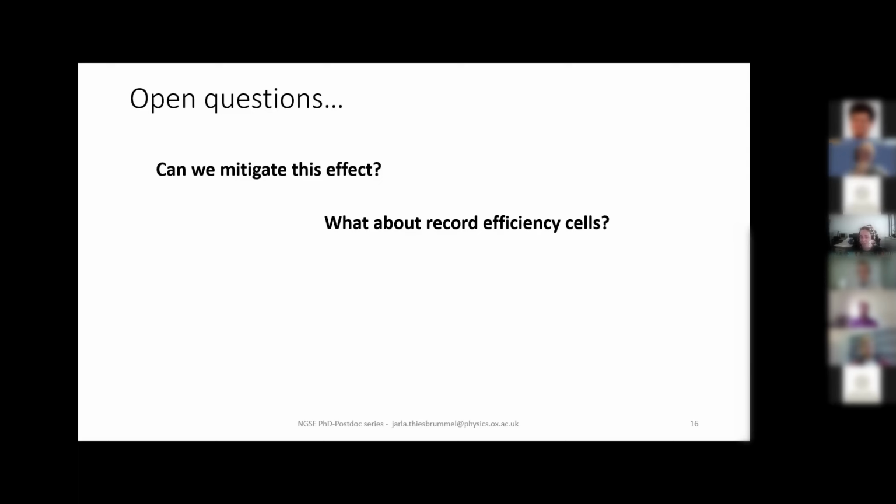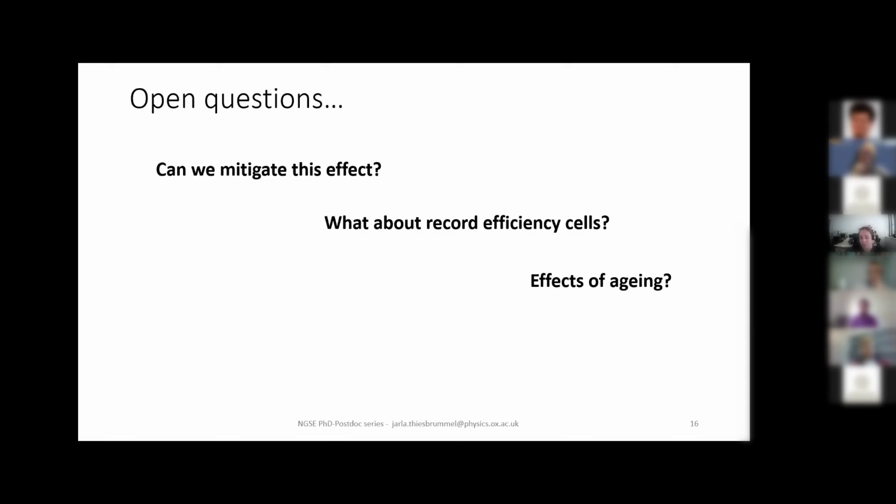And then, related to that, what about the record efficiency cells? Because the record efficiency cells currently are really moving towards the theoretical current limits. So what about those? Do they still suffer from current losses? Or, and that would actually be very interesting, maybe they don't. And if they don't, why not? Have they already found somehow a way to mitigate this? We could learn a lot from this, and hopefully we will be measuring some of these record efficiency cells soon to figure out more.